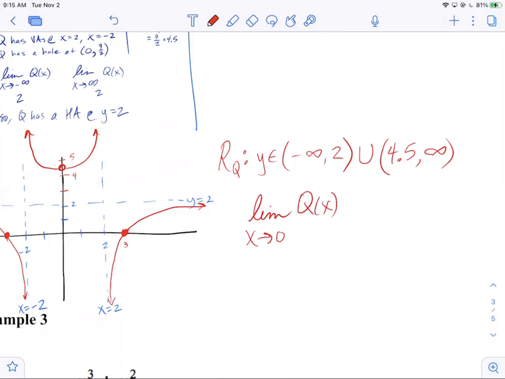We're getting closer and closer to, no, not 0. What's the y value there? 4.5. Thank you. It's the y value of the hole. The y value of the hole is always the general limit value there. The general limit value is always the y value of the hole.